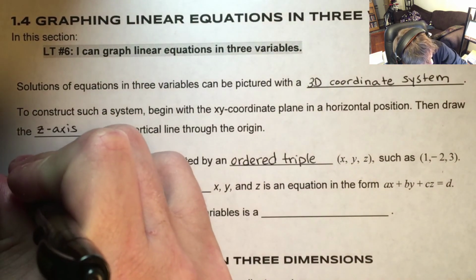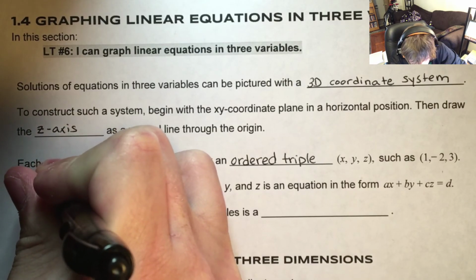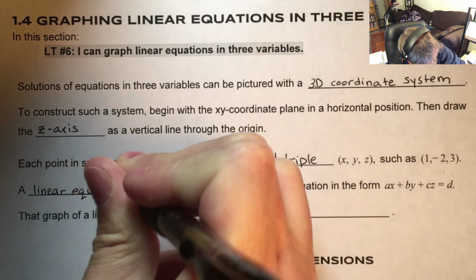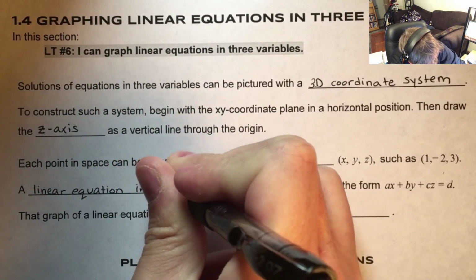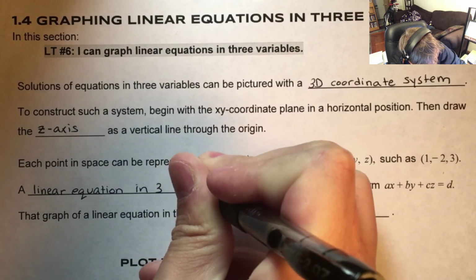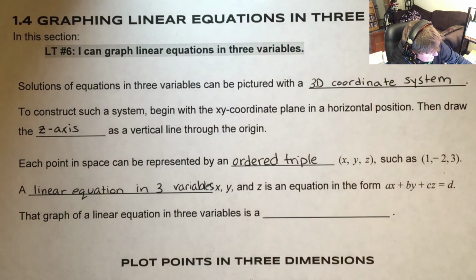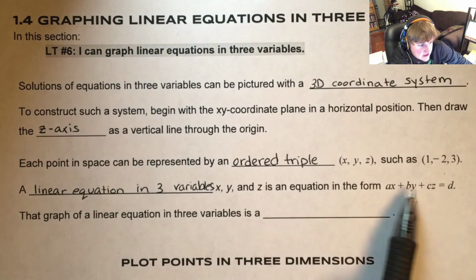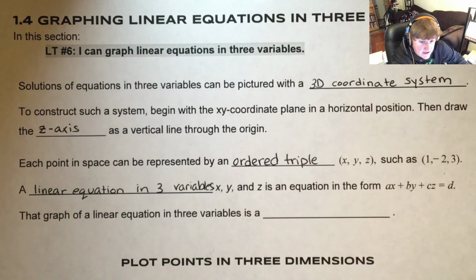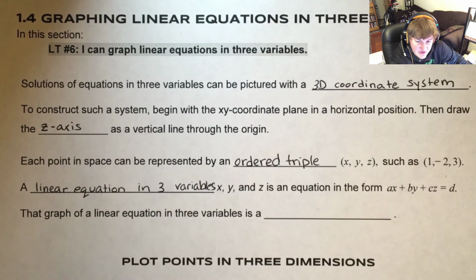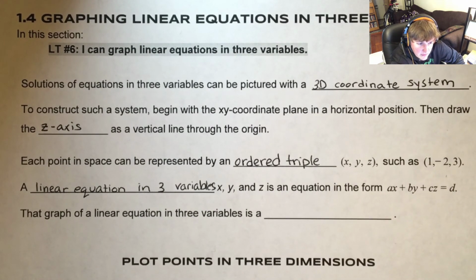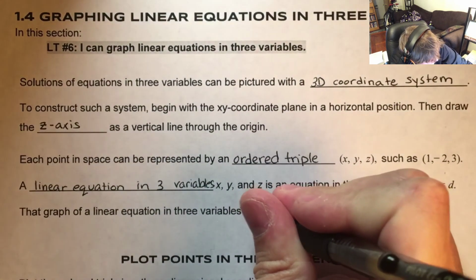Okay, and then finally, a linear equation in 3 variables, X, Y, and Z, is an equation AX plus BY plus CZ is equal to D, where A, B, C, and D are just numbers of any sort, any real number, I suppose. And the graph of a linear equation in 3 variables is indeed a plane.